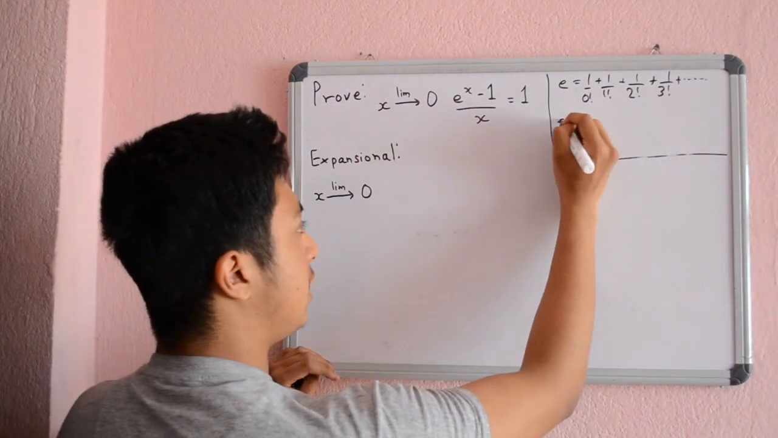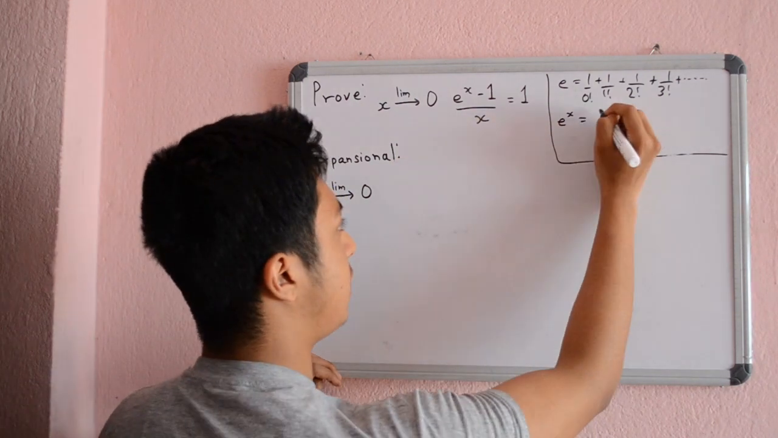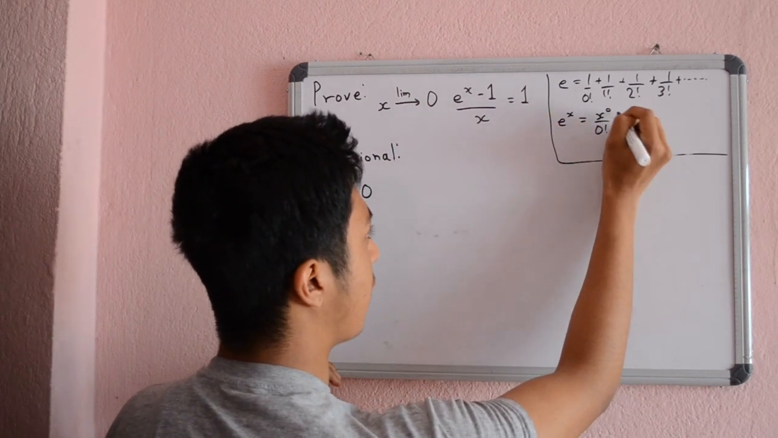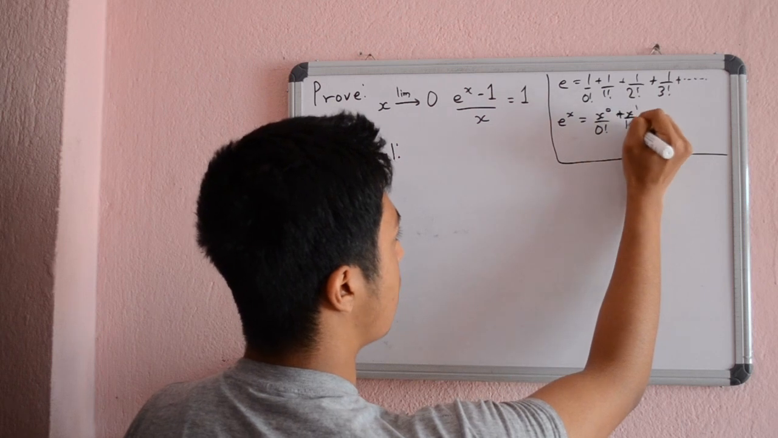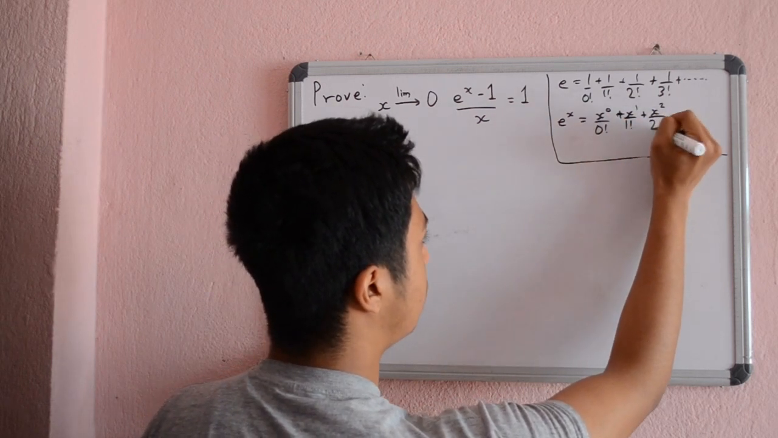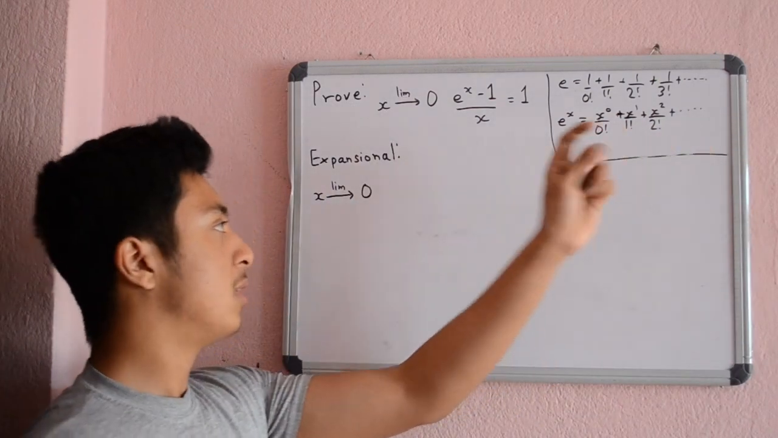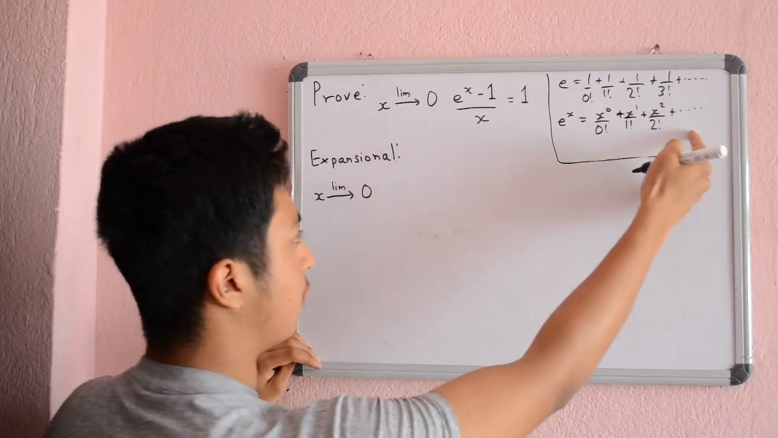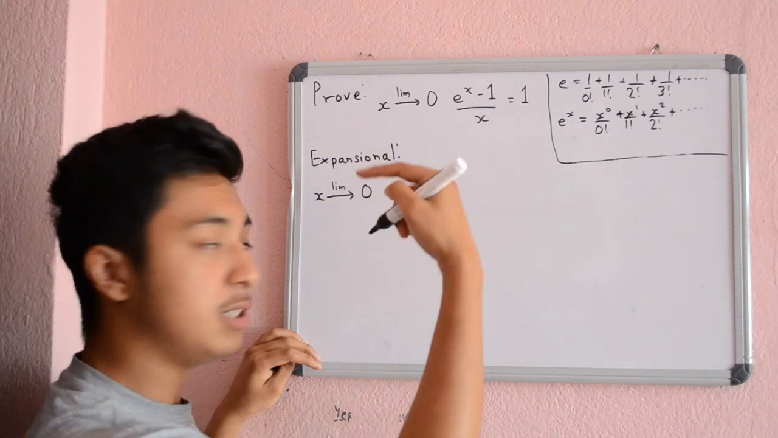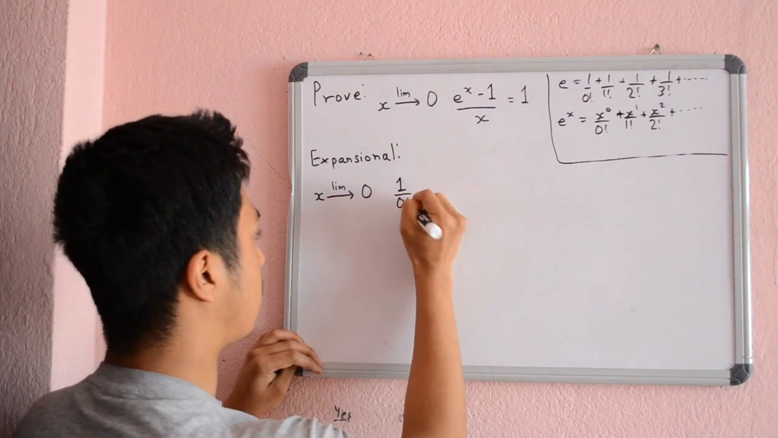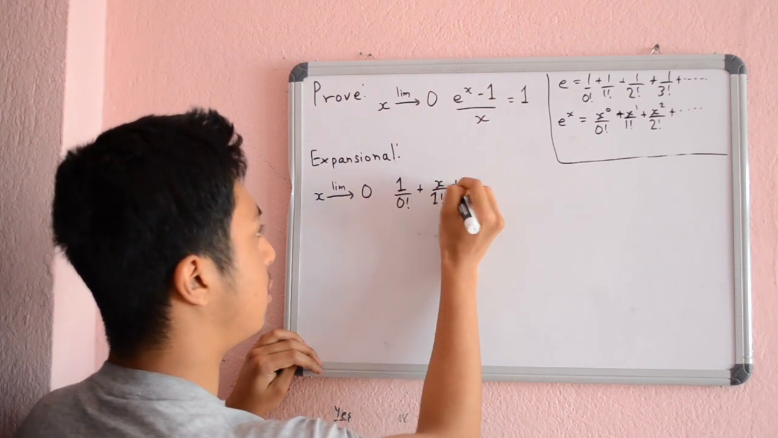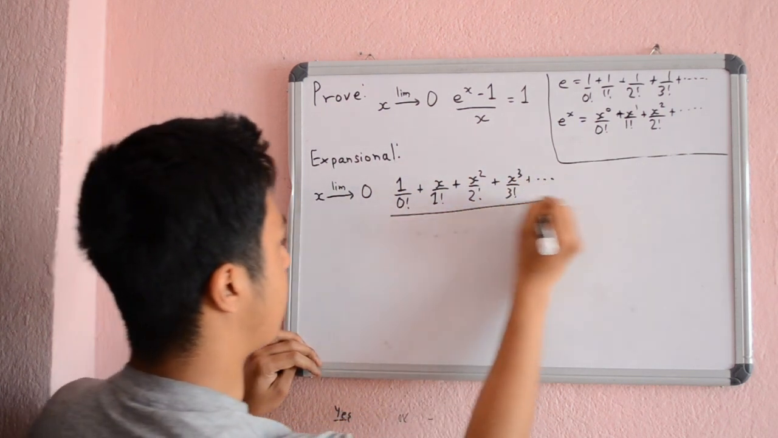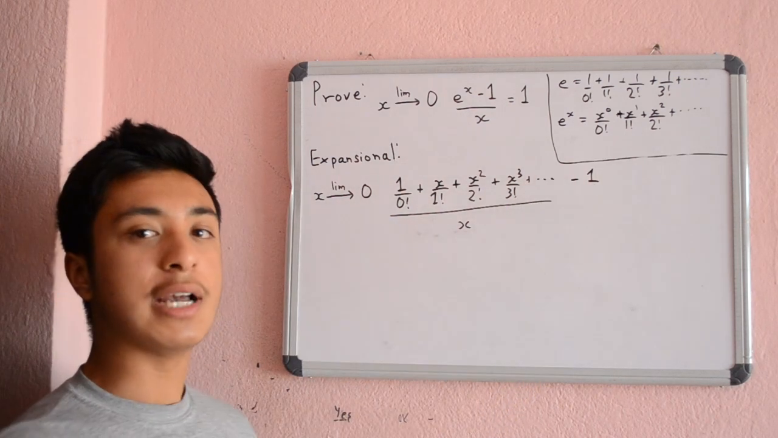But if you have e raised to some power, it becomes x to the power 0 by 0 factorial plus x to the power 1 by 1 factorial plus x to the power 2 by 2 factorial, and so on. So we're going to have to use this over here. So e to the power x is all of this. So x to the power 0, which is actually just 1, 1 by 0 factorial plus x by 1 factorial plus x square by 2 factorial, x cubed by 3 factorial, and so on, whole divided by x, all minus 1, and then you can simplify it.